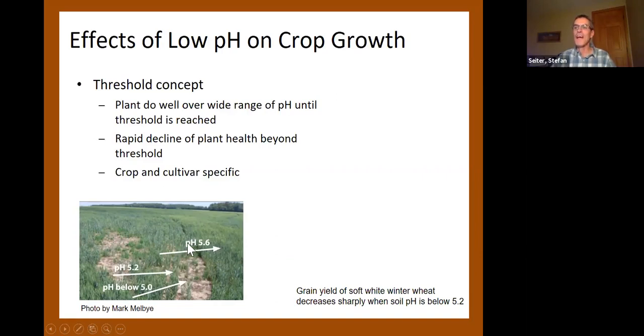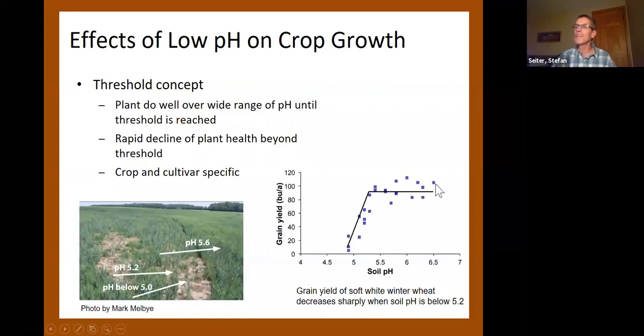So here you can see grass, for example, growing at 5.6, a really low pH, but our grasses can handle that here in the valley. But once you go just to 5.4 or 5.2 or 4.0, then all of a sudden they don't grow at all anymore. And so it's this threshold level. In this case, this is winter wheat. It grows well from 6.5, still grows well at 6, grows well even at 5.5, and then look what happened. All of a sudden it goes dramatically down in terms of yield. And that's very crop specific and even cultivar specific.